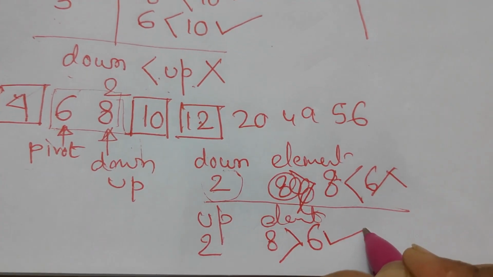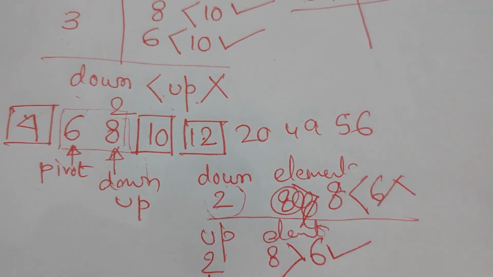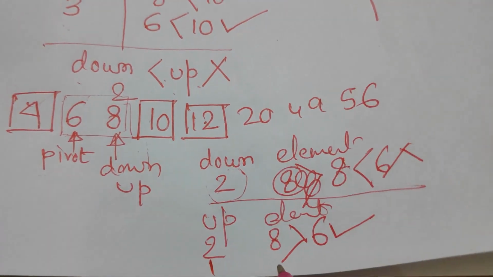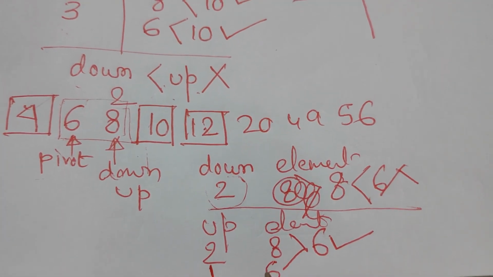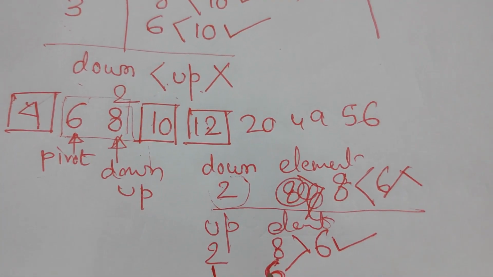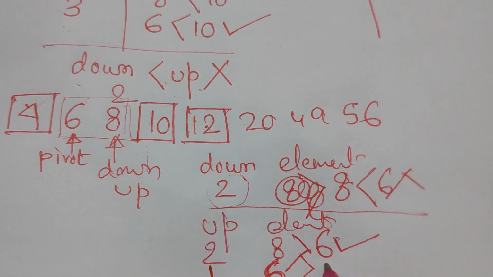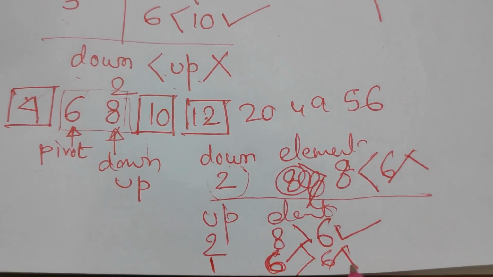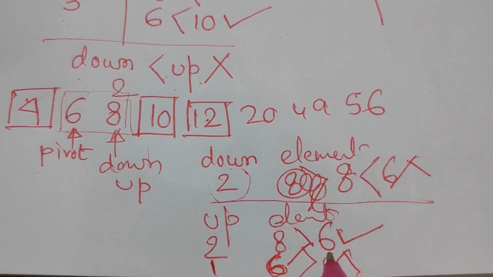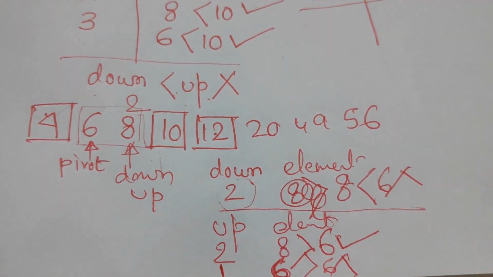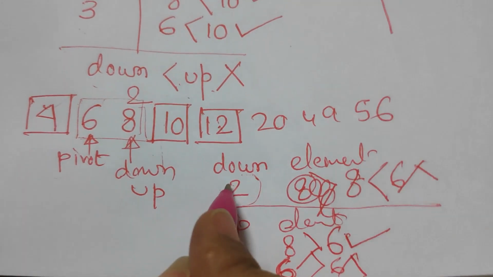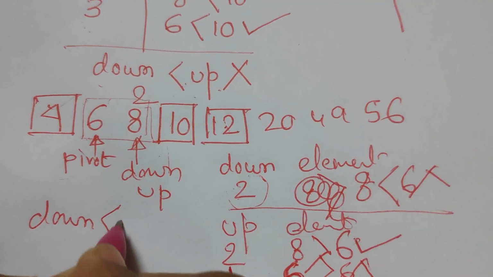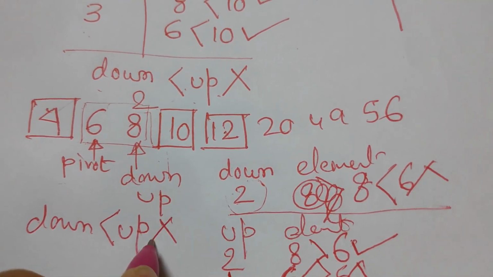This is true. So up value should become 1. Right? So up value becomes 1. Now what is the value at index number 1? 6. 6 greater than 6 is false. So up value halts over here. Right? Now we come out of the loop. Down value is 2, up value is 1. Down less than up is false.